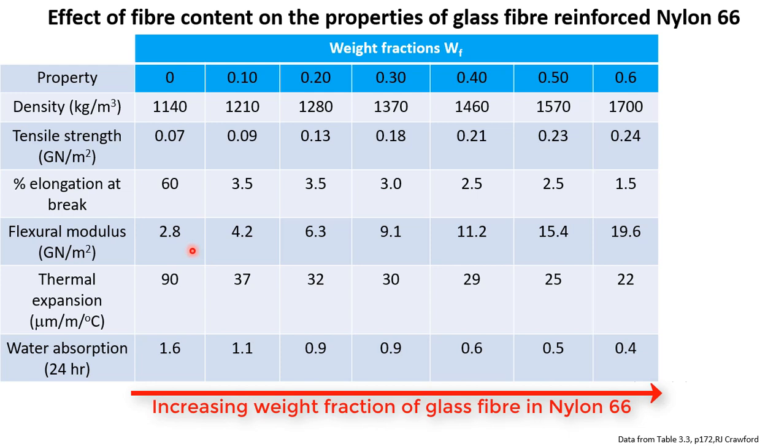Flexural modulus is another factor. The flexural modulus of nylon 66 is 2.8, but as soon as we add glass fiber, the modulus will increase up to 19.6 for a weight fraction of 0.6.